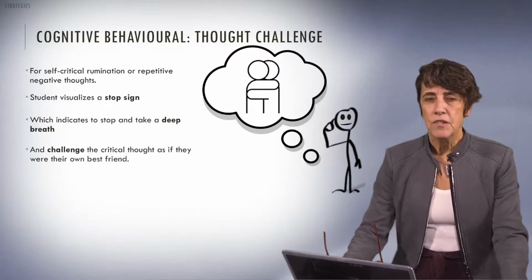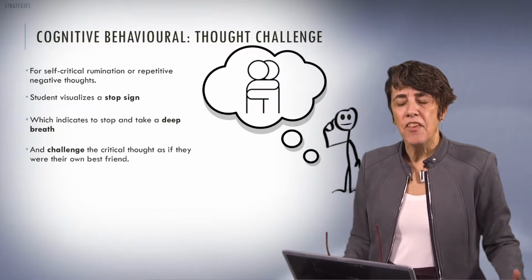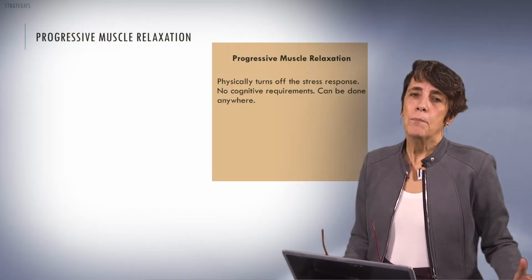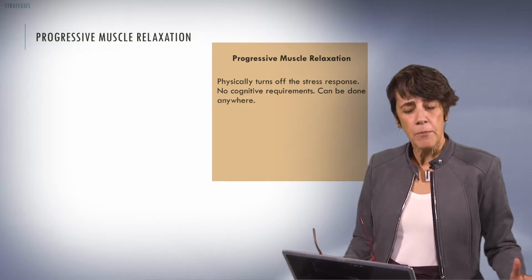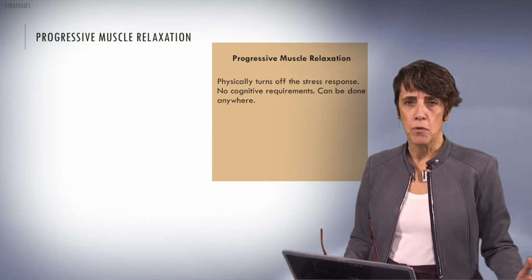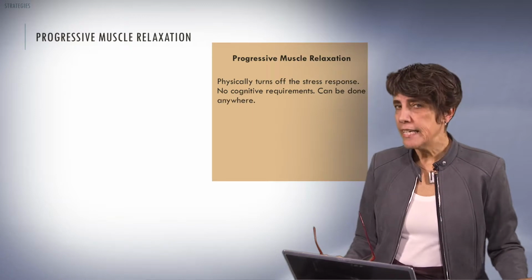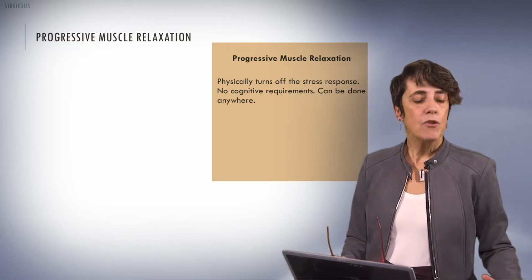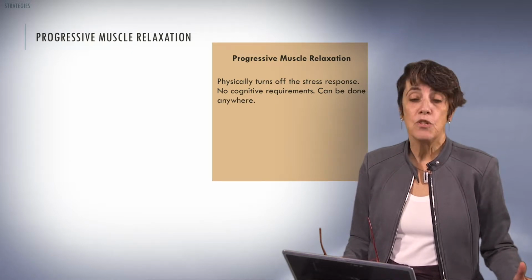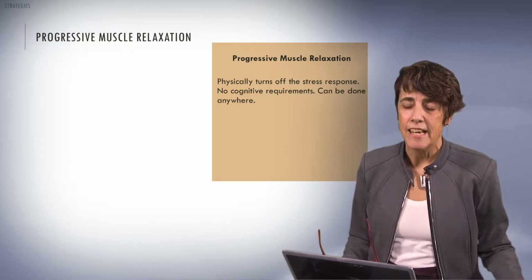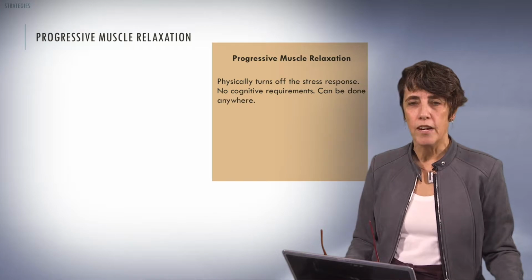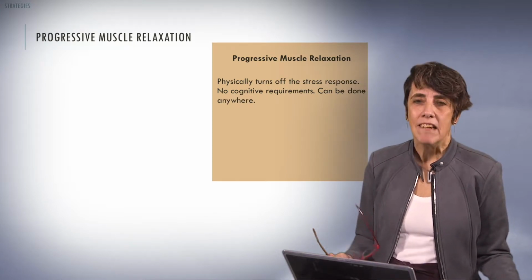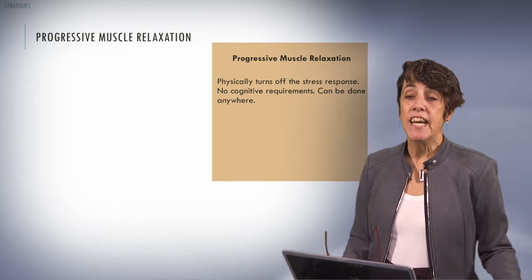The second strategy is really something easier. It's called progressive muscle relaxation. Some of you may already be very familiar with this. This is a great technique because it physically turns off the stress response, and there are no cognitive requirements. The student does not have to believe in it. They don't have to think it's going to work, and they don't have to be thinking clearly to do it. It can be done anywhere.